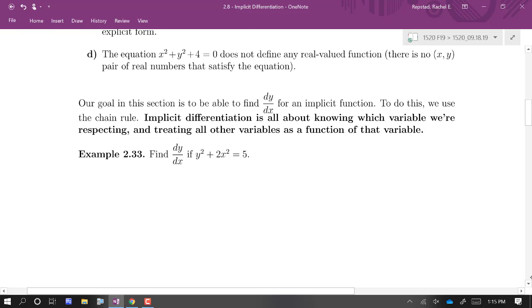Finding dy/dx for an implicit function is all about knowing what variable we're respecting. So I really hammer this notation in sections like this, dy/dx, because I'm very explicitly saying I want to respect x here, and that's important to keep in mind as we're differentiating a function. So here's the way it works, and we'll go through an example.